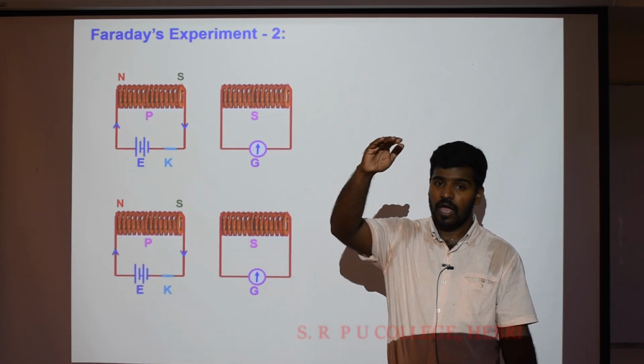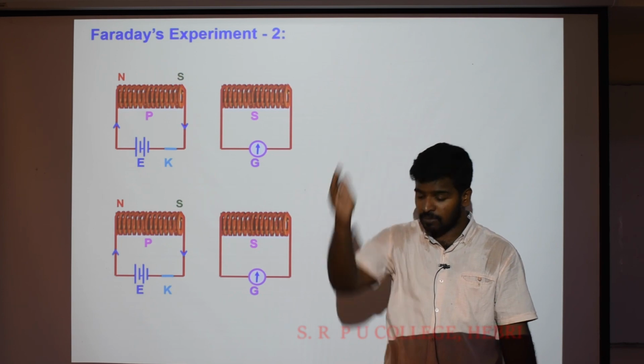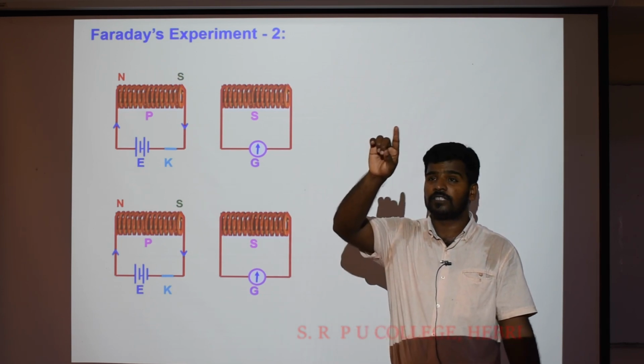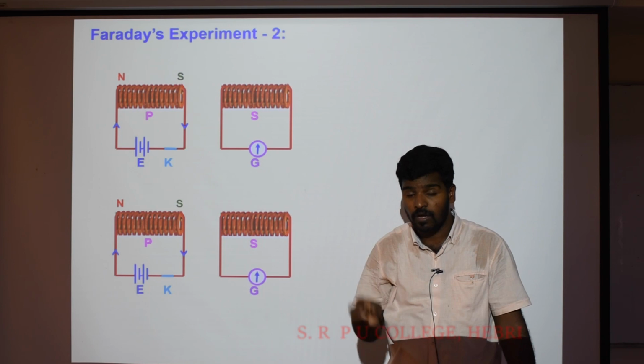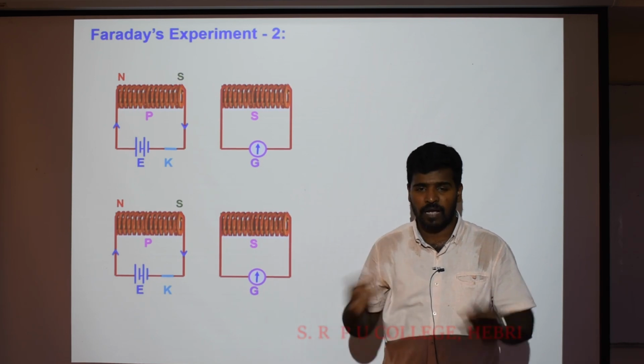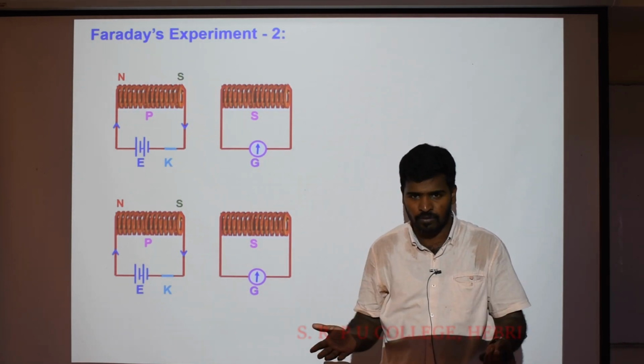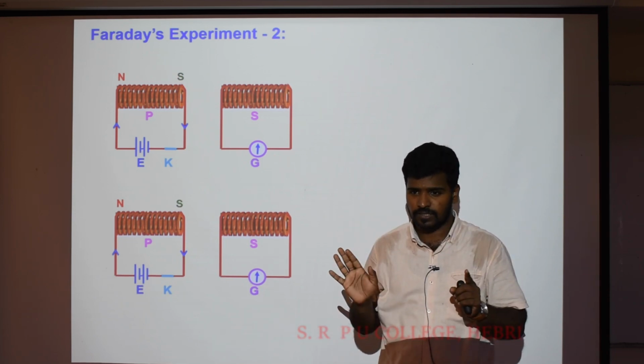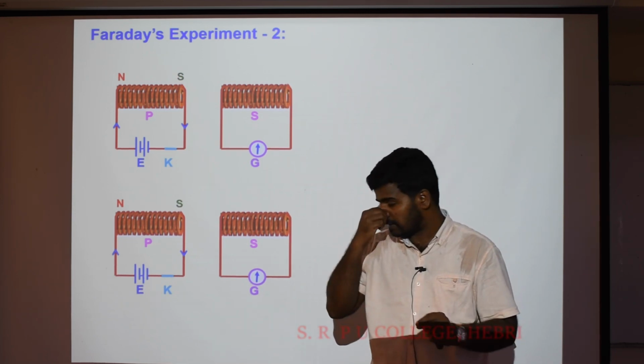Is it clear? As the current decreases from maximum to minimum, the magnetic field also decreases from maximum to minimum, but the magnetic flux varies. We do not say magnetic flux goes from 0 to maximum to minimum; we say the magnetic flux varies. Is it clear? The magnetic flux across the coil varies.